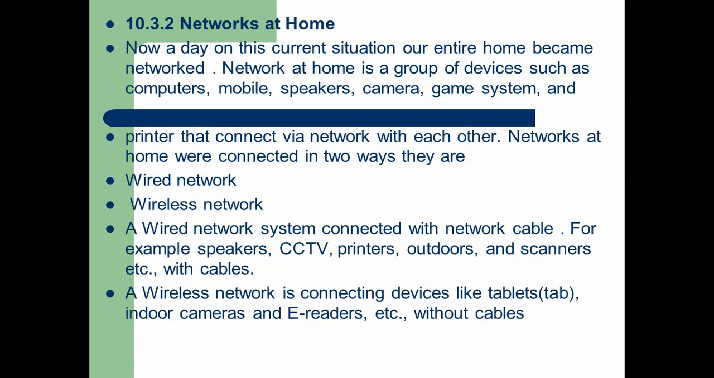So next one, networks at home. Nowadays networks also play a very important role at home, because at home we need entertainment and many other important things. So the use and purpose of networks is also available in homes. Nowadays home networks are connected in two ways: one is wired network, another is wireless network. In wired networks, we connect devices like speakers, CCTV cameras, printers, outdoor devices, and scanners through wire. Wireless networks connect devices like tablets, indoor cameras, and e-readers without cables.